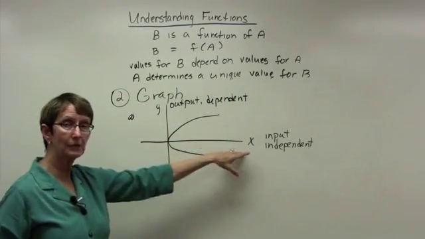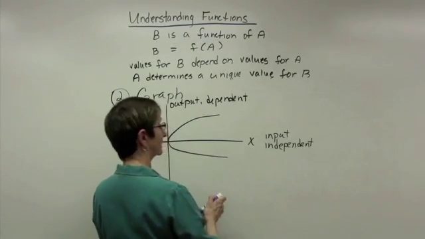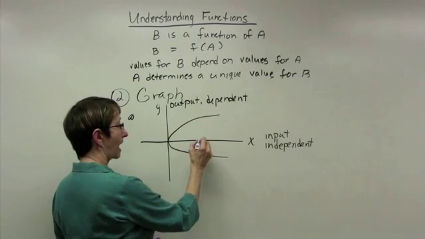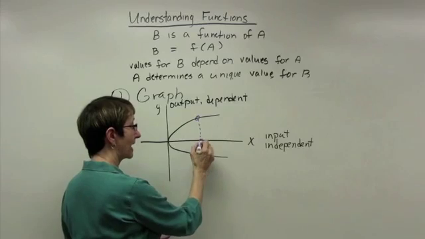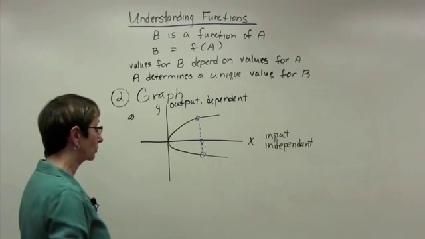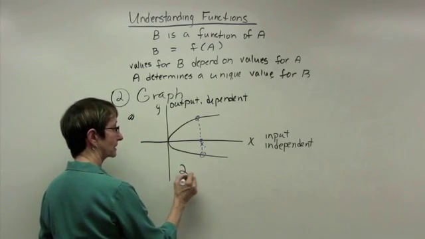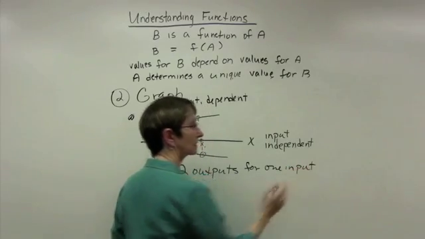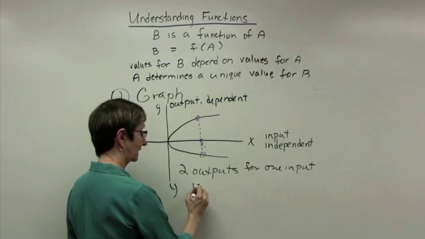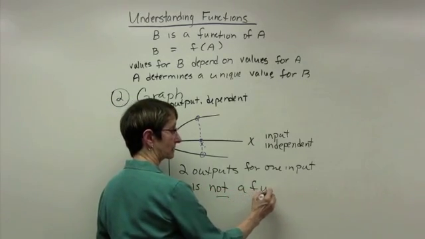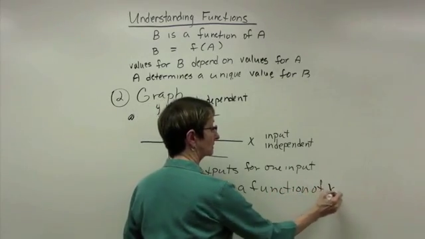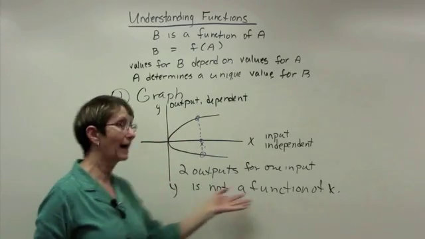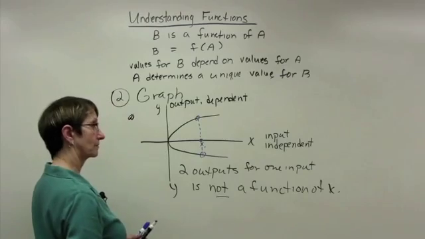So we want to find out, if I choose X, do I get a single Y? So let's choose this value for X right here. That's the X I'm putting in. I get a Y out there, but for the same X, I get a Y down here. So what I have are two outputs for one input. So that means that Y is not a function of X. If you put one value in, you can only get one unique value out, and here I got two, so Y is not a function of X. Let's look at a different graph.